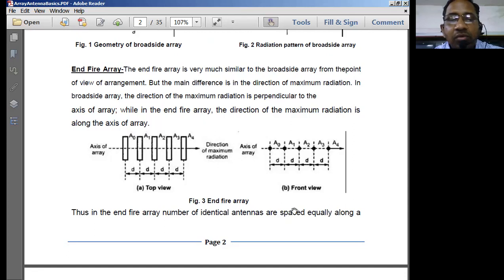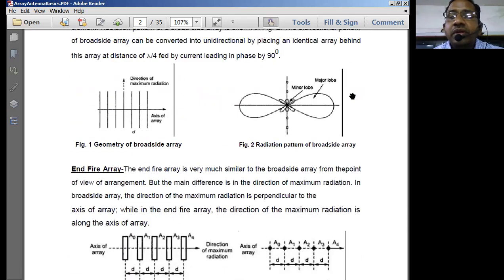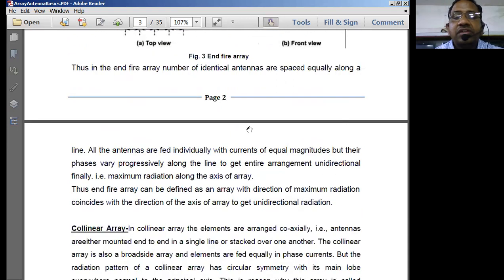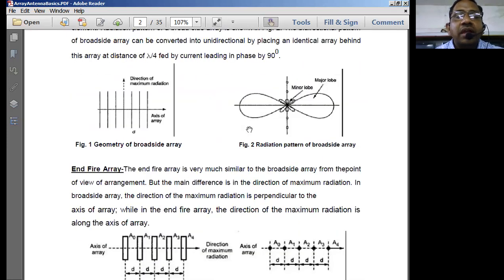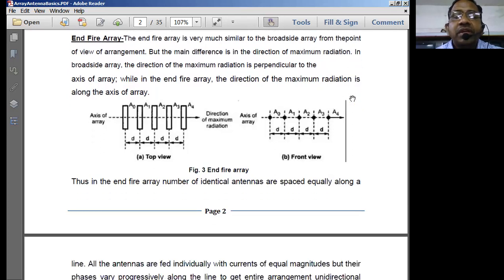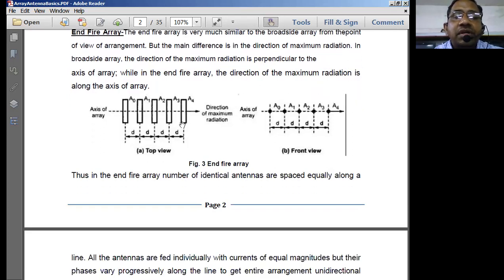Broadside is basically the reference array. In a broadside array, the radiation pattern is always perpendicular to the axis of the antenna array. If the antenna array is vertical, the radiation pattern is perpendicular to this particular antenna array direction. Whereas coming to the end fire array, it is along the same direction of the array. That means the direction of the maximum radiation is always along the axis of the array.